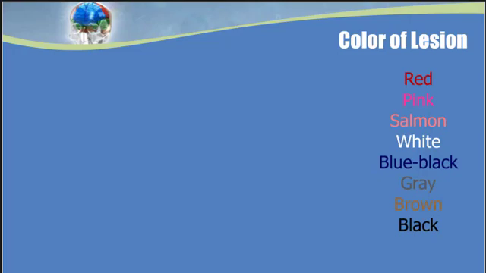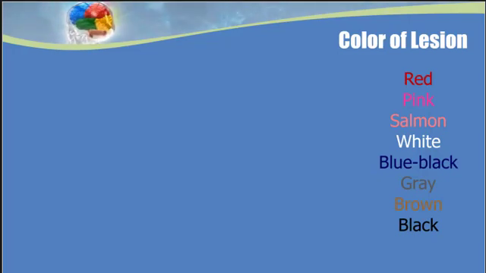Now, when describing a lesion in terms of color, color is of particular interest because the color of a lesion can give us clues as to the origin of that lesion. So some of the fundamental colors that we might use to describe a lesion would be red, pink, salmon, white, blue, black, gray, brown, or black. However, there are some more specific terms that you're going to want to know. So we're really going to hone in, focus on these 4 terms.